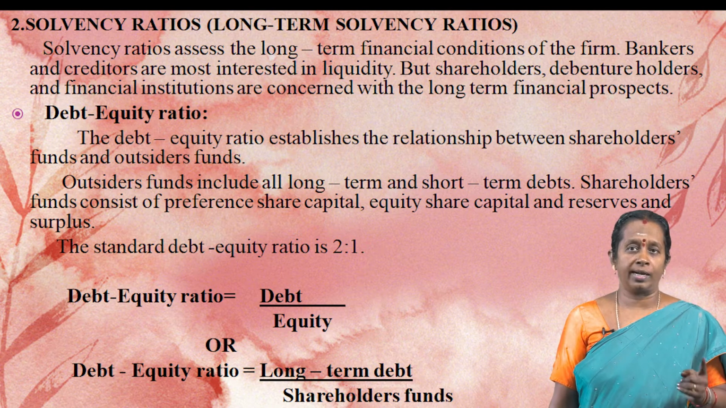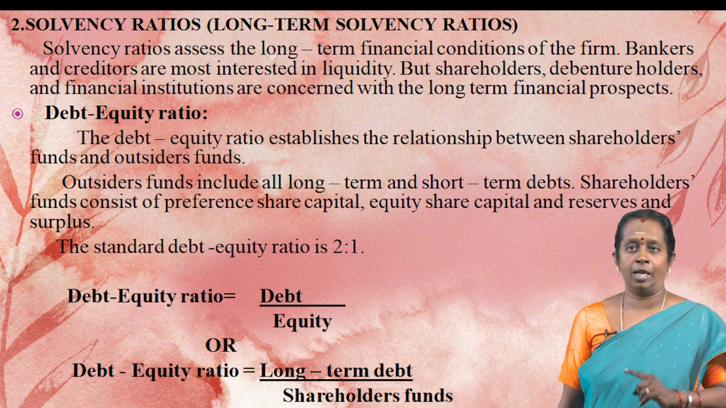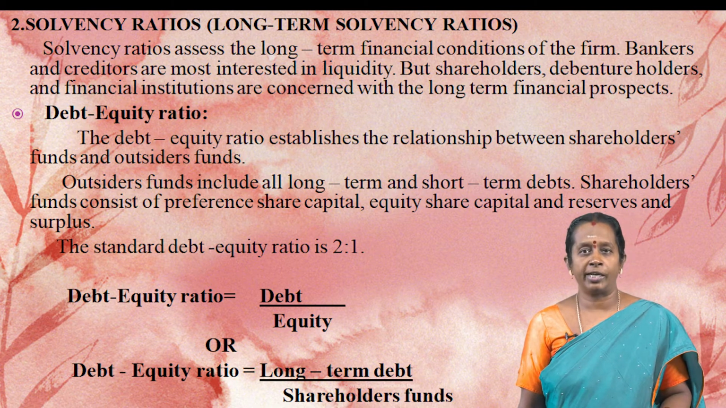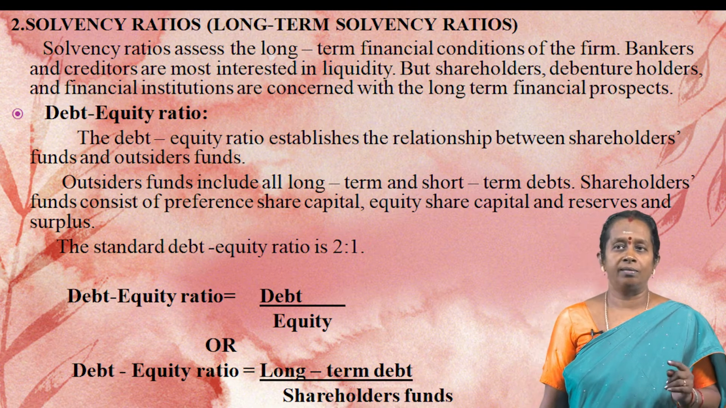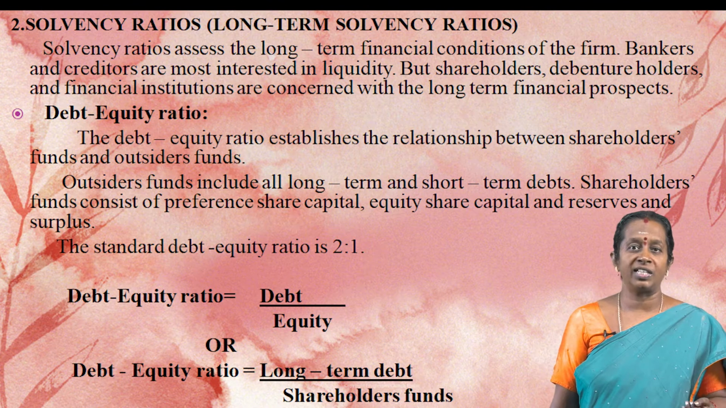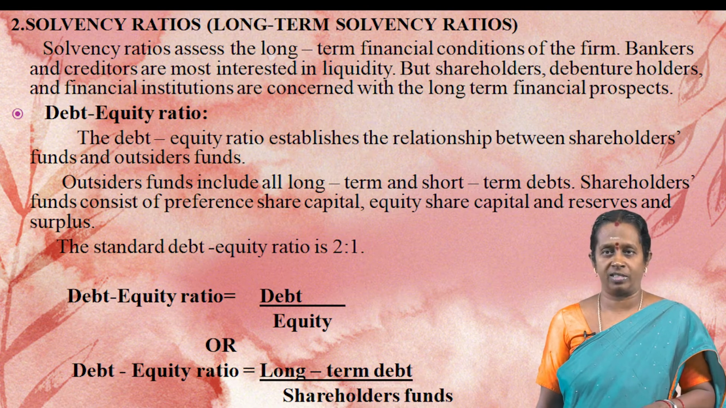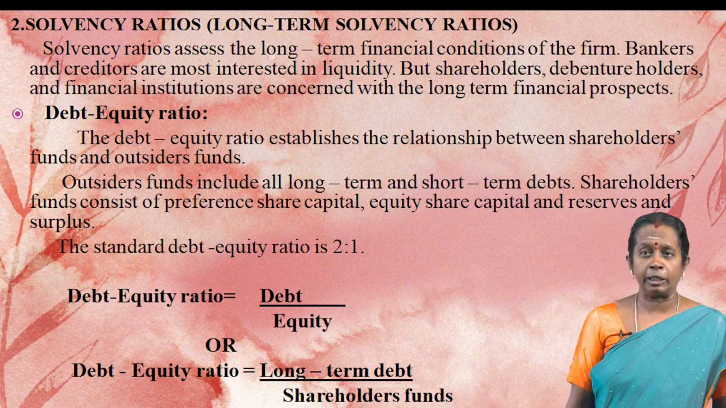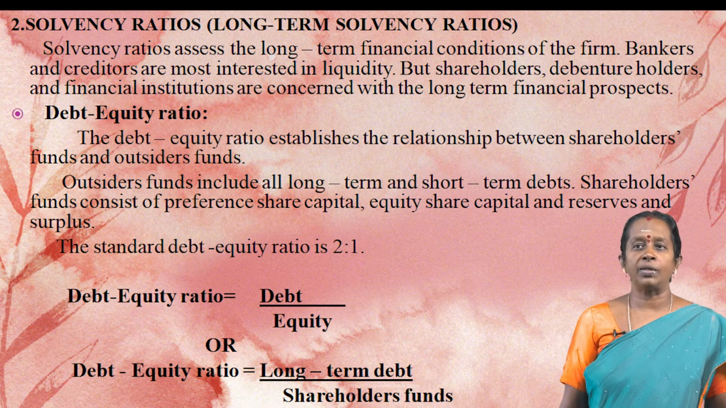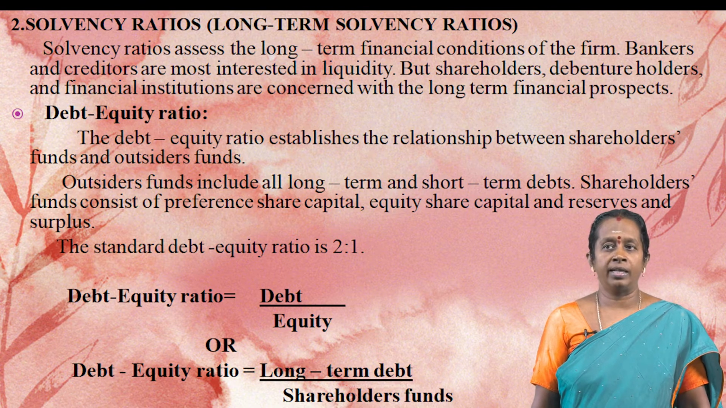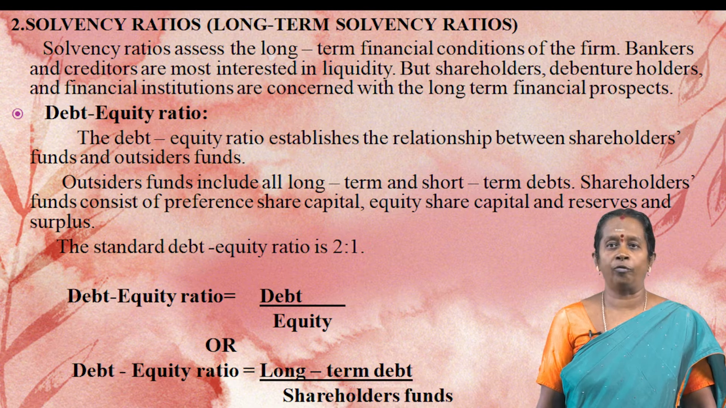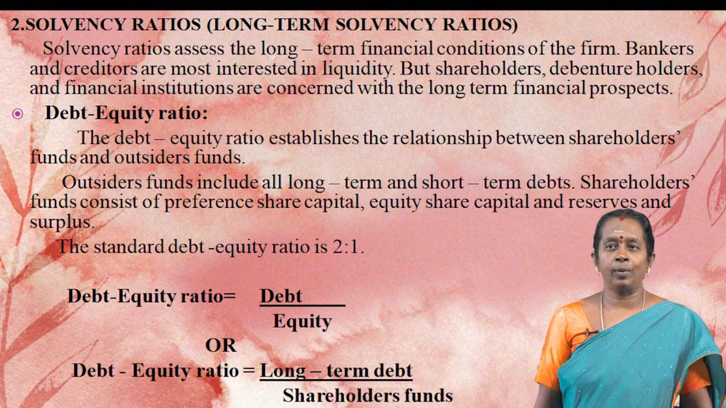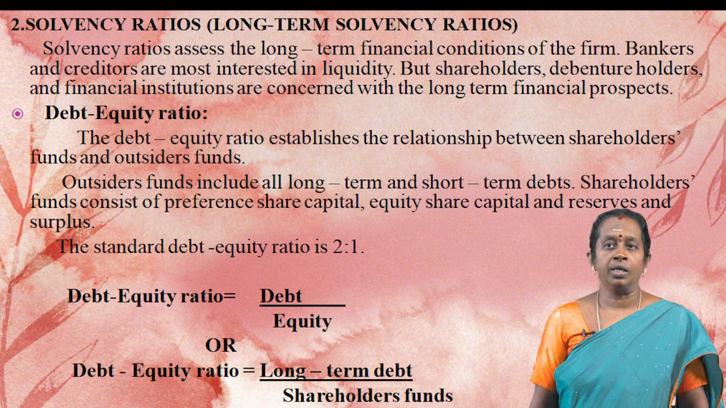So we find out the relationship between the debt and equity. The debt equity ratio establishes the relationship between the shareholders funds and the outsiders funds. Outsiders funds include all long-term and short-term debts, and the shareholders funds consist of preference share capital, equity share capital and reserves and surplus. Here the standard debt equity ratio must be 2:1, which is considered ideal.